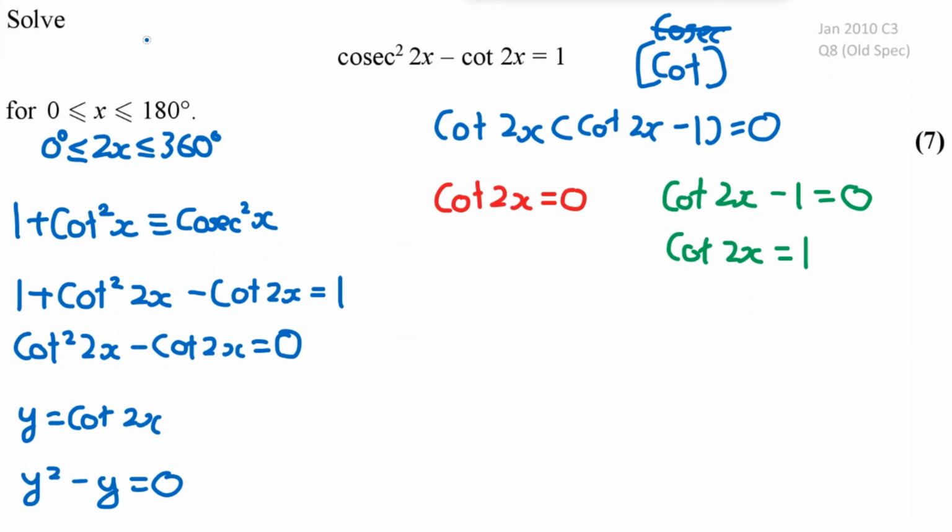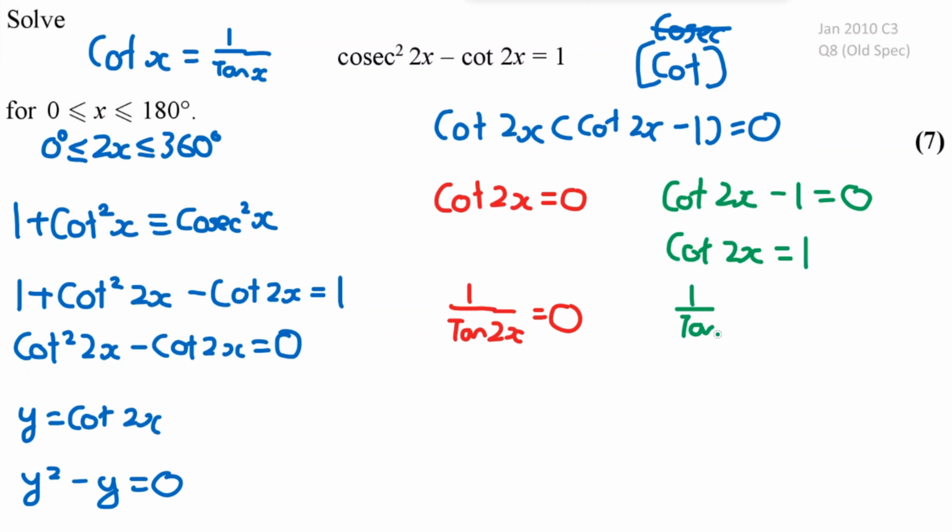Now remember that cot x is equal to 1 over tan x, so therefore we can rewrite this. We can write cot 2x is equal to 0 as 1 over tan 2x is equal to 0, and we can rewrite this as 1 over tan of 2x is equal to 1.